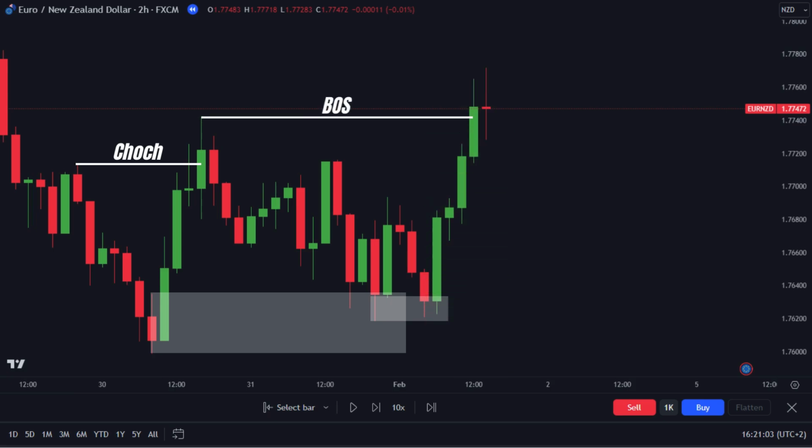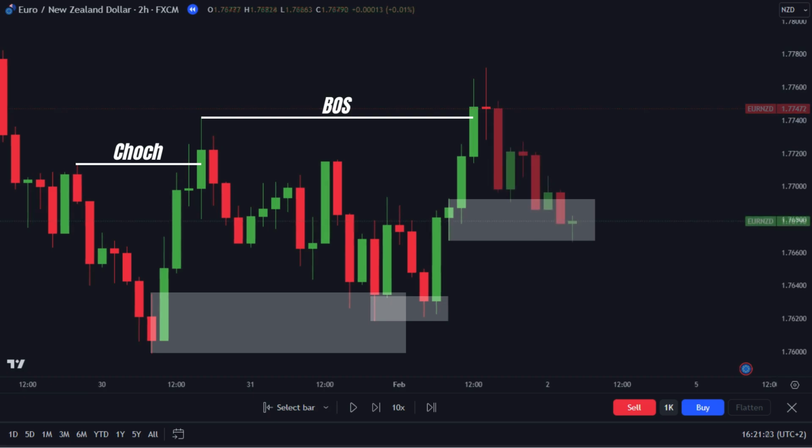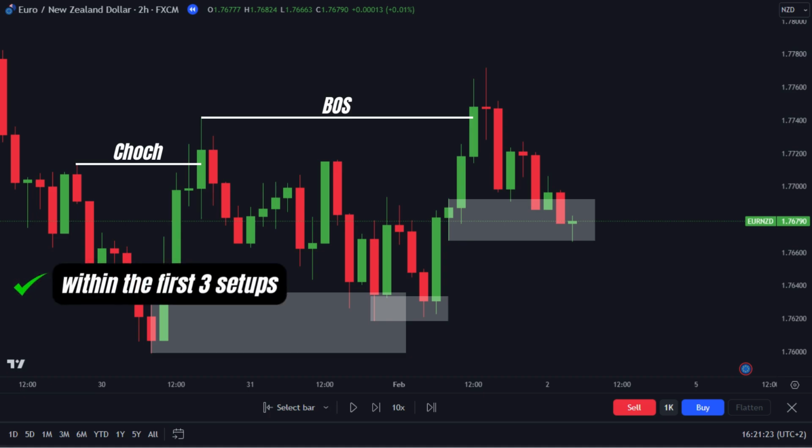After the break above the swing high, signaling that bullish momentum is still strong, we pinpoint a demand zone and patiently wait for the price to pull back and retest it. But before we execute any trades, we must ensure our setup meets our confirmation criteria. Firstly, our setup falls within the first 3 setups, which are generally considered safer for buying opportunities.